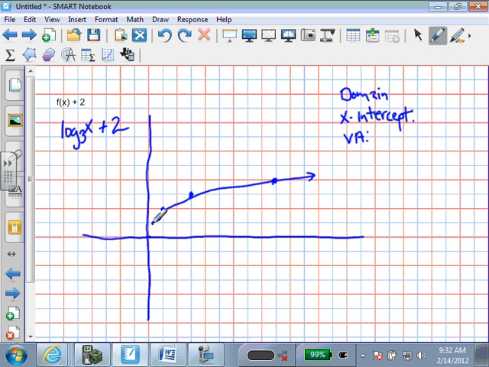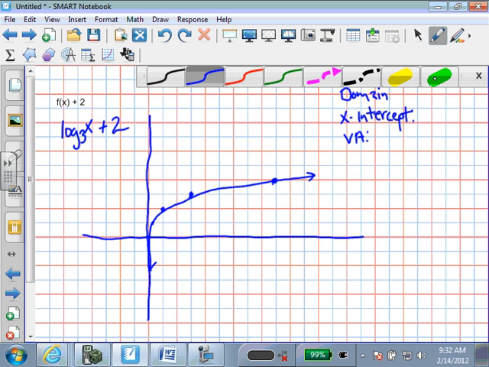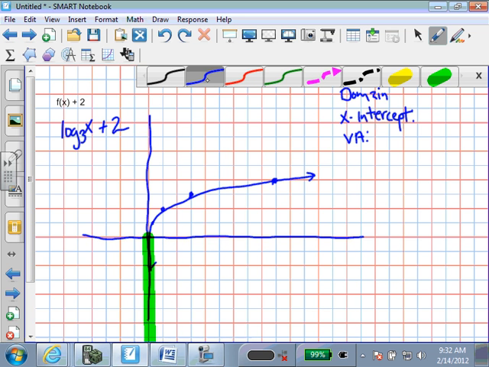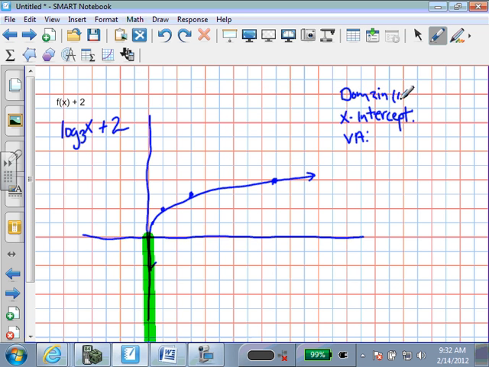So we've got this kind of look, still our vertical asymptote. Okay, so our domain is still 0 to infinity. Our x-intercept is now 1/9, 0. And our vertical asymptote is still at x equals 0.